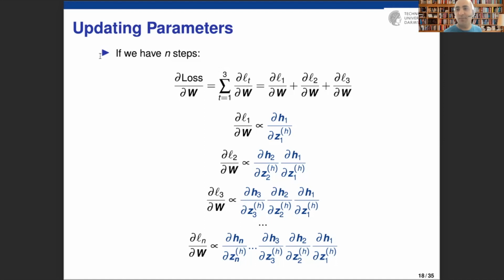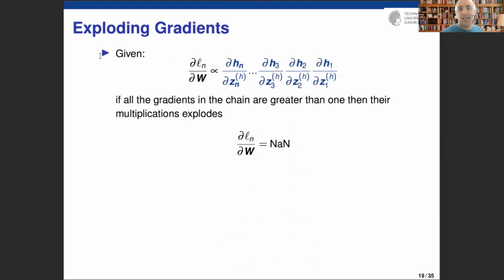Okay, but why is it a problem? The problem is that if we have this product, we say that the gradient at the last step depends on the multiplication of many numbers, of many gradients. If all gradients in the chain are greater than 1, then their multiplication explodes, right? So you are multiplying many numbers, at least n numbers, that are greater than 1.